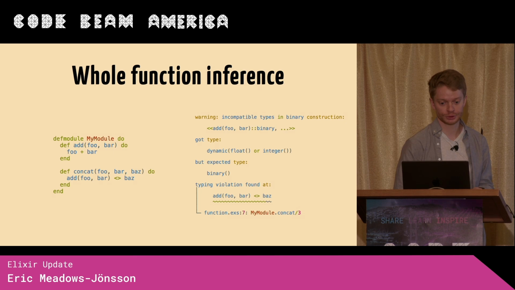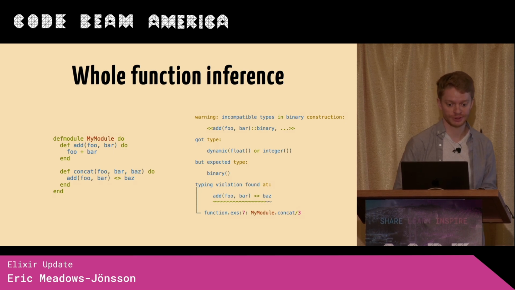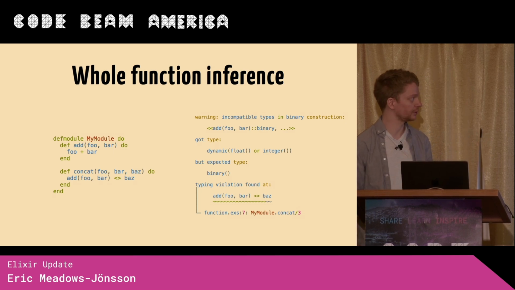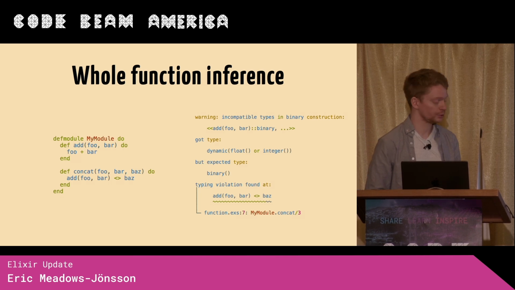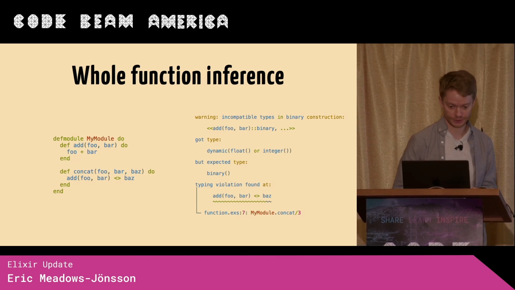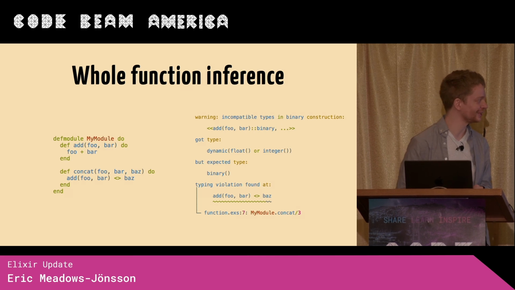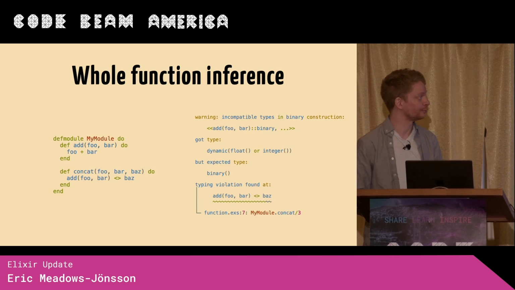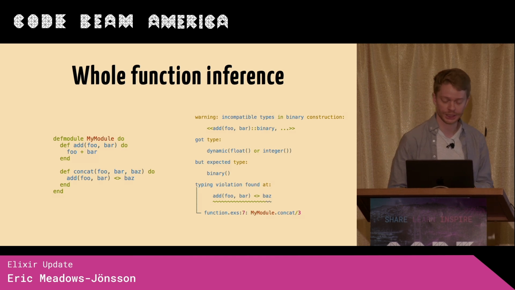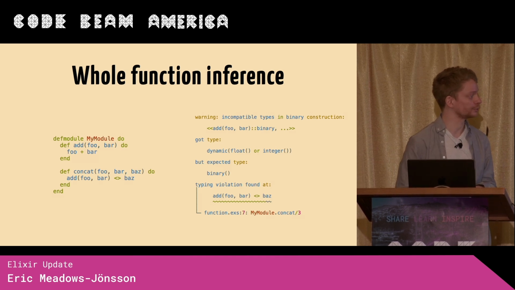And we'll also be able to do whole function inference. So we have the first function here. We infer that the return type is a number. And if we try to use the return type of that function for something that's not allowed, for example, binary concatenation that we have here again, that will also produce a typing violation.